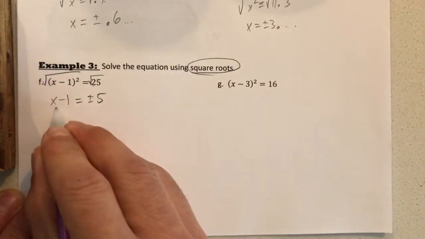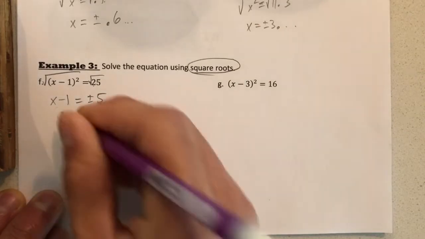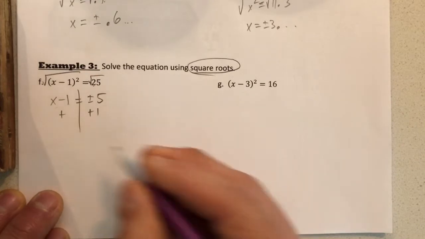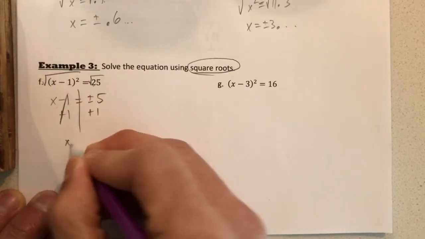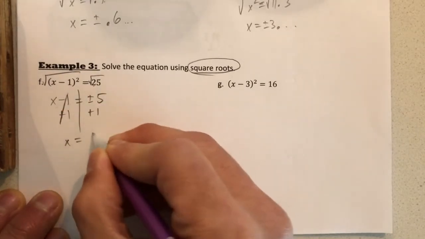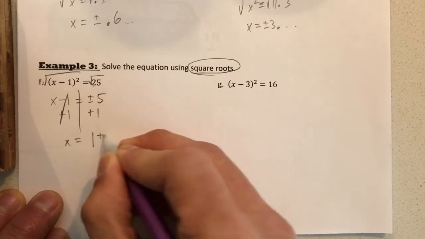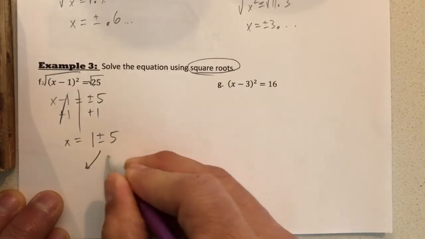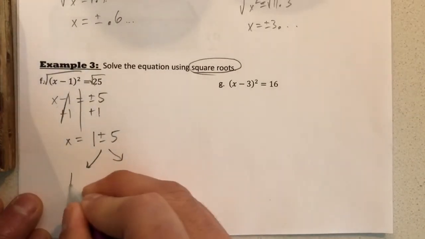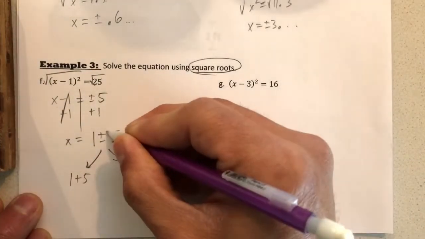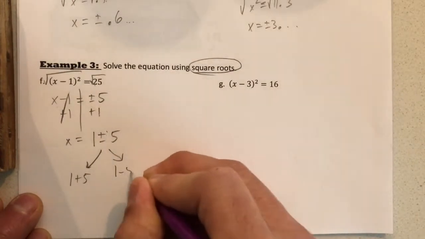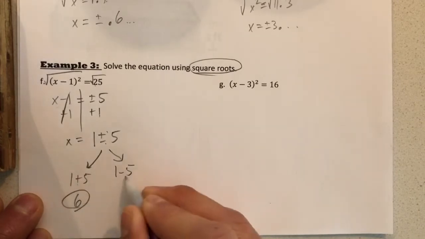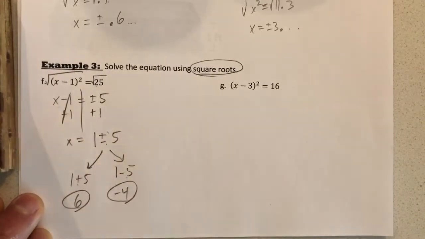Now it's really simple. If I want to get the x by itself, I just add 1. Now this is a little strange though, you notice, because you have all these plus or minus plus 1. It's kind of weird. Here's how we do this. This is a positive 1, plus or minus a 5. When we say plus or minus, we actually mean do it twice. 1 plus a 5, do the plus, and then 1 minus a 5, do the minus. So we get one answer of 6 and one answer of negative 4.